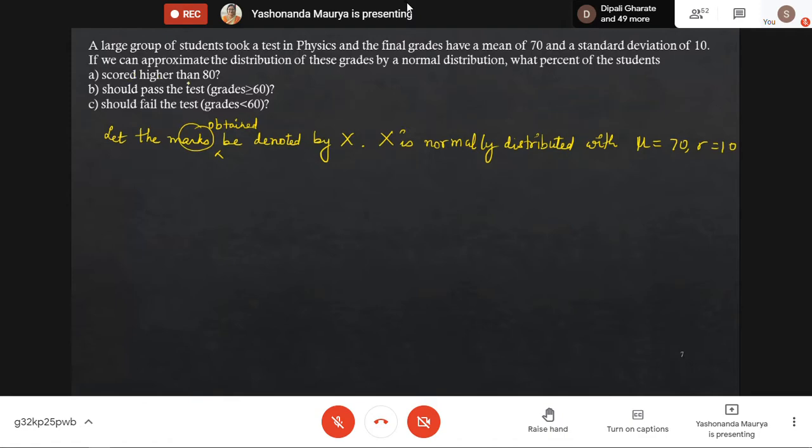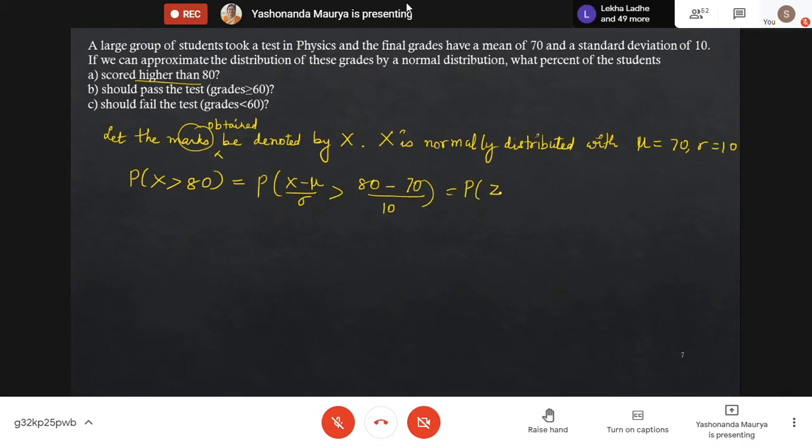Therefore, what is asked in the first case? Higher than 80. So, the probability that x is greater than 80. We can simplify this by converting into z, x minus mu divided by sigma. Here also we'll do 80 minus mu, but then let me substitute the value of mu and the value of sigma to simplify this expression. Z is greater than 10 by 10, so that will be 1. We can simplify this expression and get the answer.